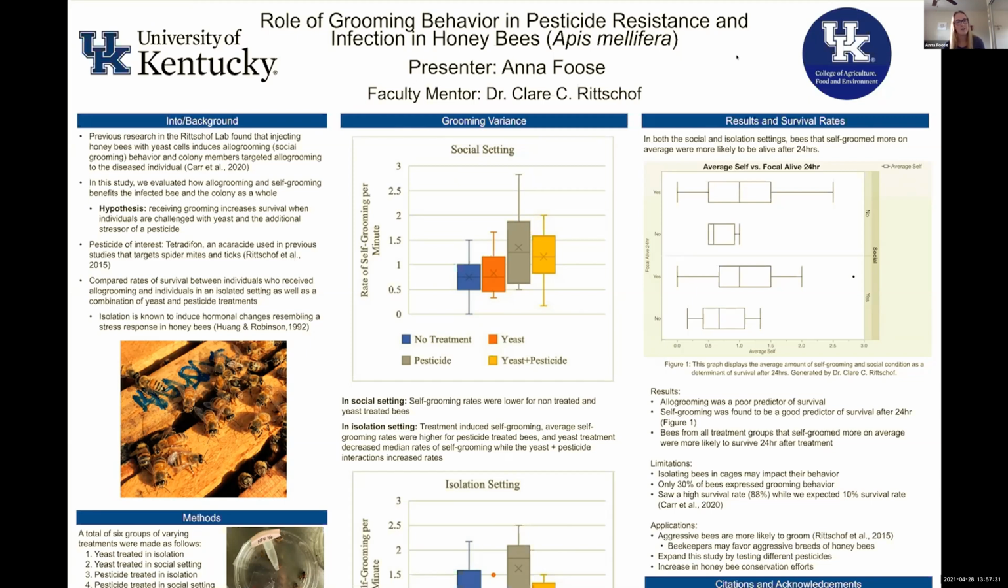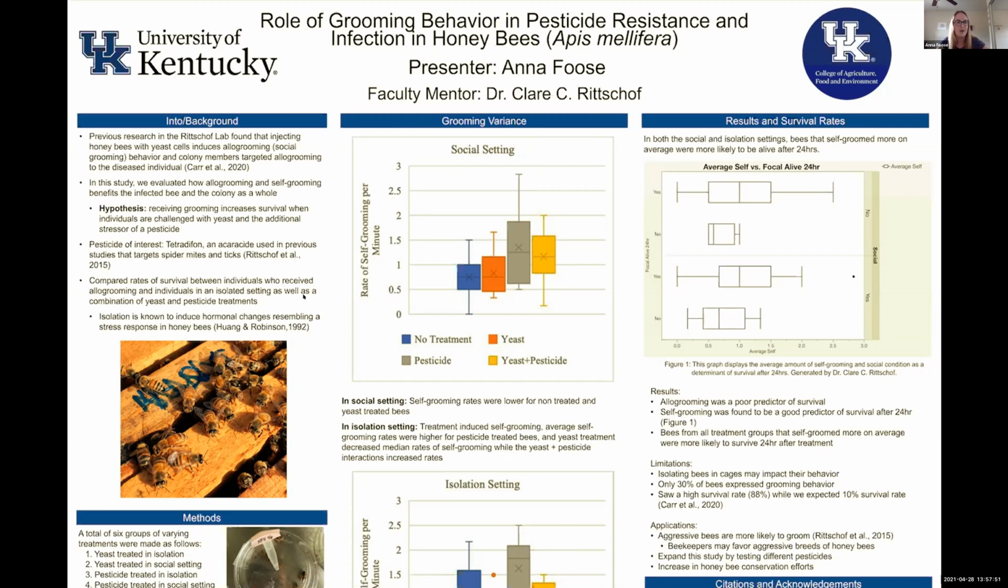So my hypothesis was that receiving grooming will increase survival when individuals are challenged with either yeast or an additional stressor of a pesticide. And the pesticide that we used was tetradiphon, which is a very common pesticide used in agricultural fields where honeybees would be foraging.